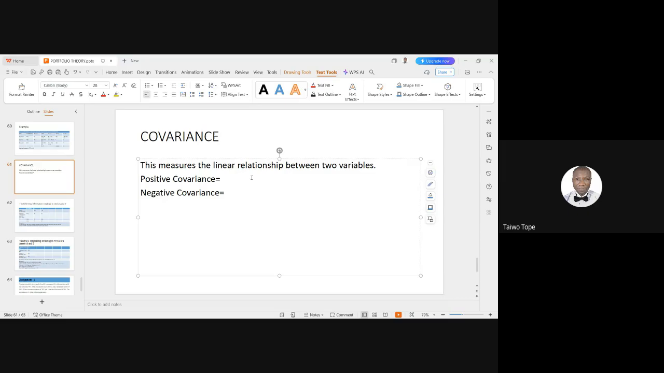Now, when we talk about zero covariance, it means that the investments do not have any relationship. There is no relationship between stock A and stock B. So it means that you can invest in an umbrella business and also invest in fish. Is there any relationship between these two investments?